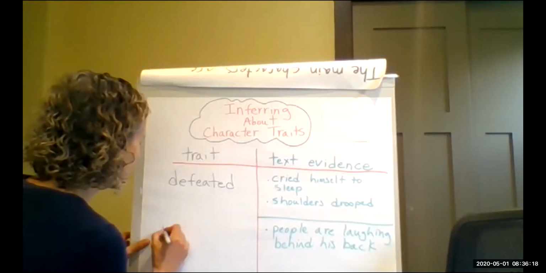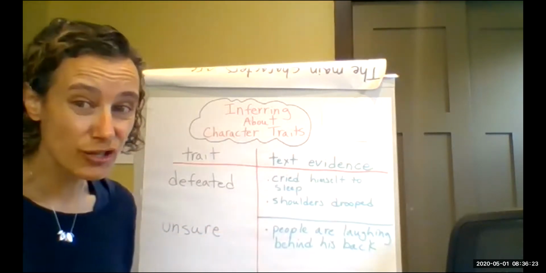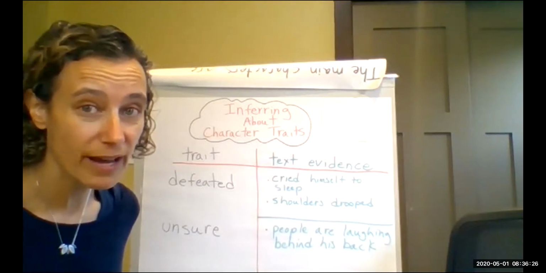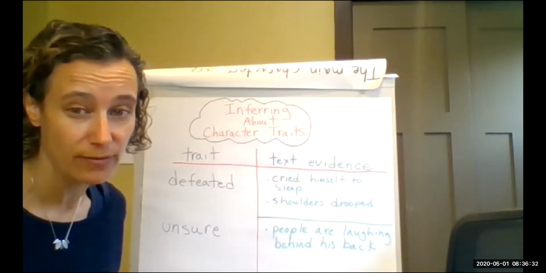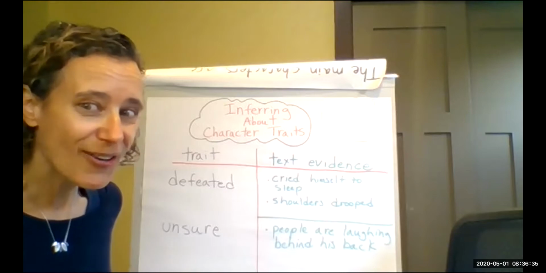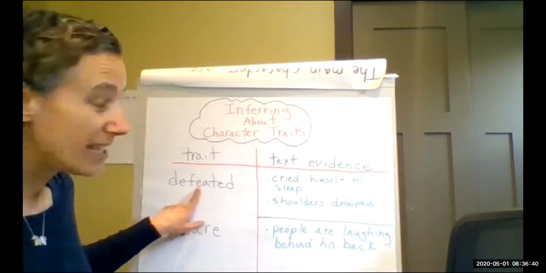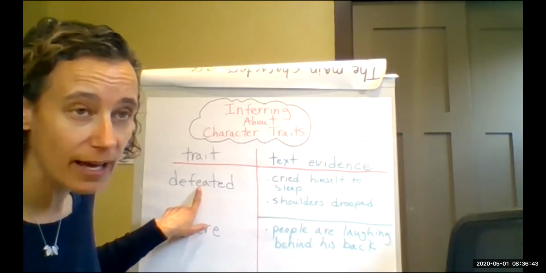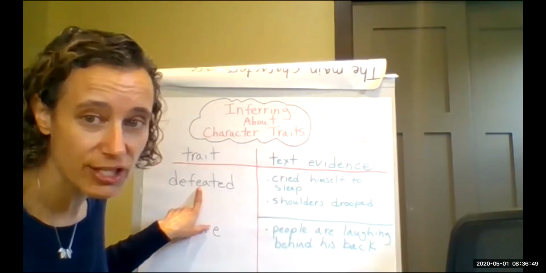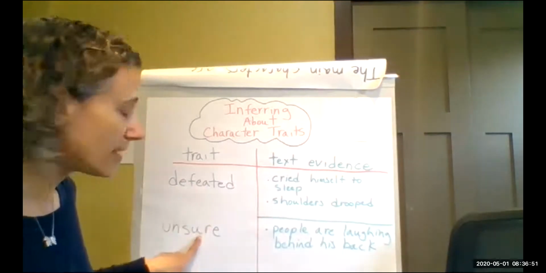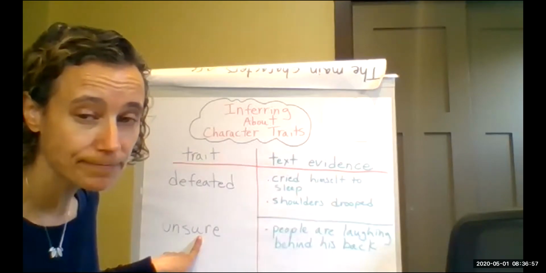So I'm going to write that. He's unsure of himself because he thinks maybe people are laughing at him, but he doesn't know that for sure. So he's not feeling very confident right now. So readers, we have two character traits of Pepe. He feels defeated because his father keeps yelling at him and he's not sure he can ever change that relationship with his father. And then he feels unsure of himself because he feels like people are laughing at him.